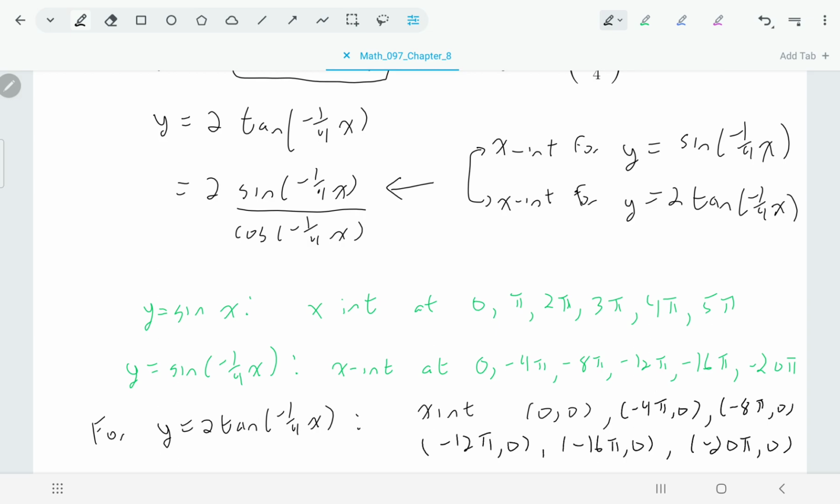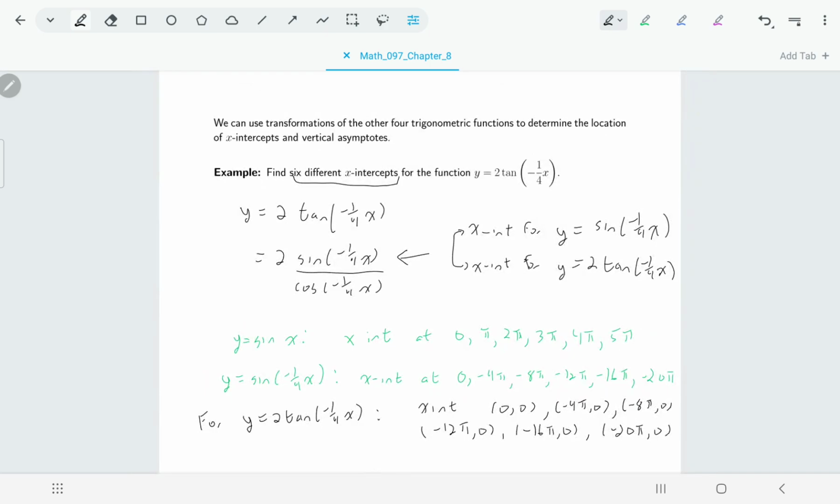I could have gone for a different start of 6 intercepts for sine. So I could have chosen 0, pi, negative pi, 2 pi, negative 2 pi, 3 pi, and that would give me a different set of 6 x-intercepts. Remember, there's infinitely many x-intercepts for both of these graphs. I just needed 6 of them. Any 6 will do. So there we go. Those are the 6 that I've come up with: 0, minus 4 pi, minus 8 pi, minus 12 pi, minus 16 pi, and minus 20 pi.